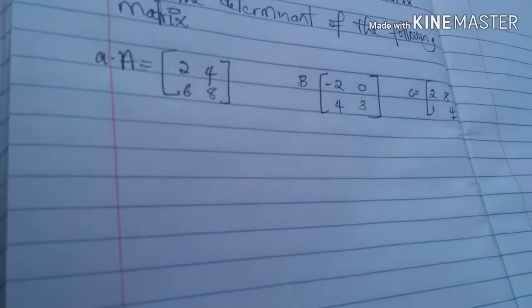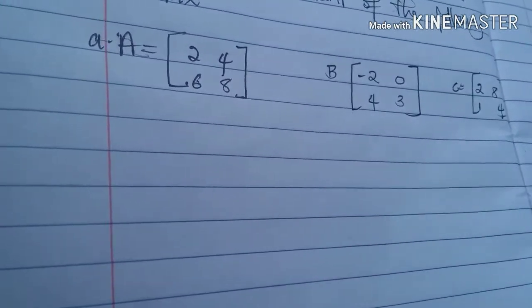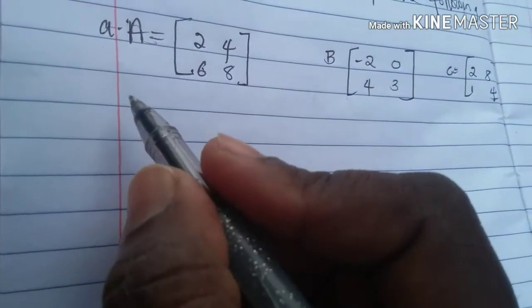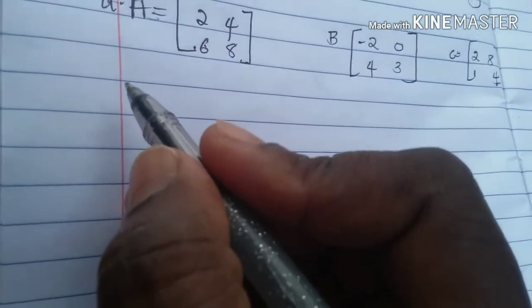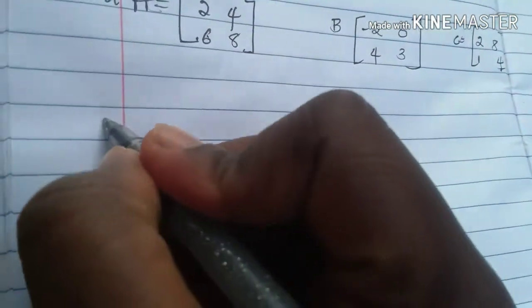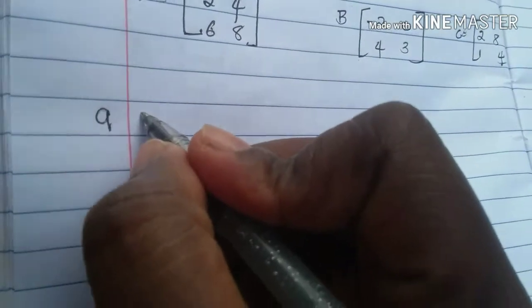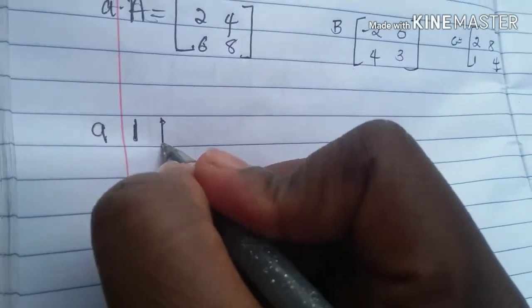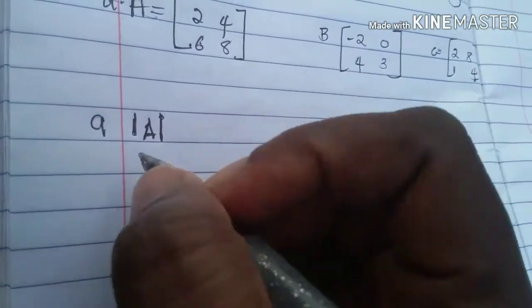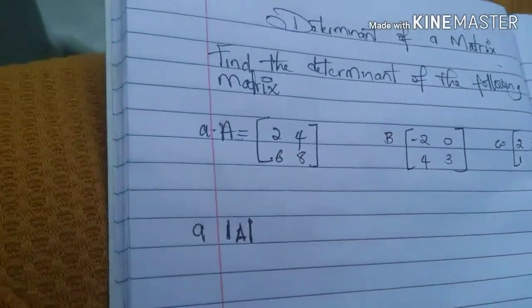All right, so instead of writing that long term, determinant, we normally use 2 bars, and in between the bars we put the name of the matrix. So in A, it's A. So the determinant of A, we just write it like this. 2 vertical bars and the letter in between.